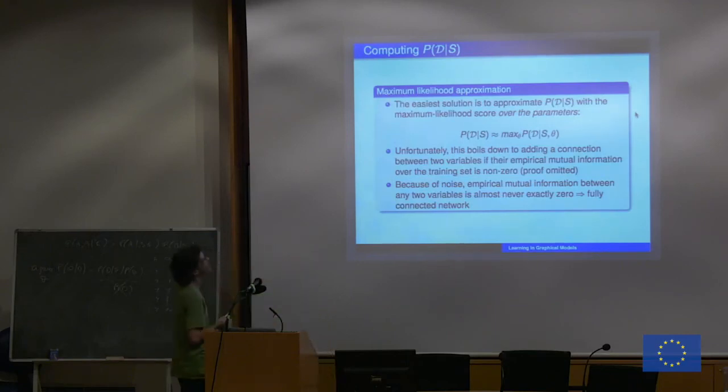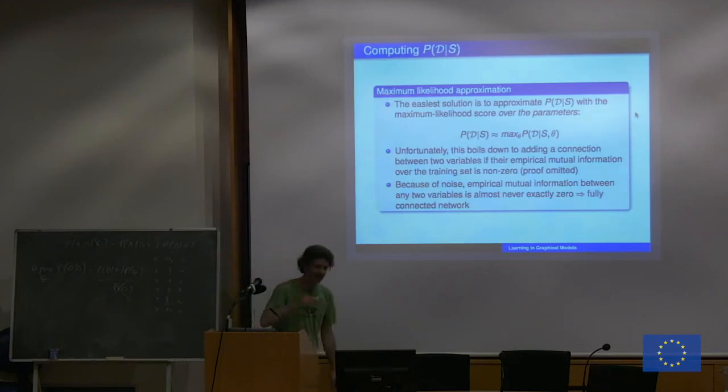And now, one possibility would be to do a maximum likelihood approximation over the parameters given the structure. So compute P(D given S), the likelihood of the data set given the structure, as the maximum over the likelihood given all possible parameters. Now, the problem is that this, again, has to do with finite sample and complexity. What ends up happening is that you will have higher probability by putting edges between pairs of variables, provided there is some mutual information between these two variables.